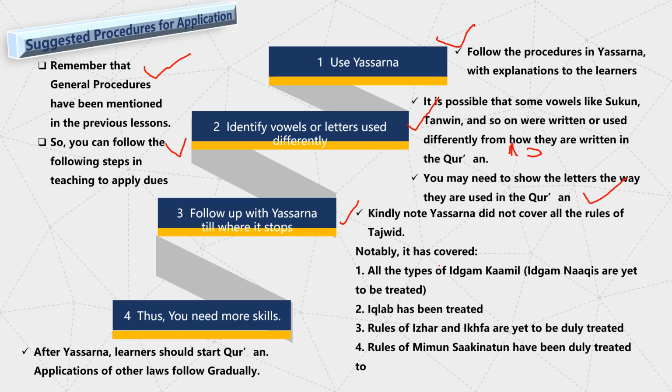Now, notably, Yasarino treated all the types of Idgham Kamil, but Idgham Naqis are yet to be treated. I will show you that now. Then Iqlab has also been treated. Then rules of Izhar and Ikhfa are yet to be duly treated in the book of Yasarino.